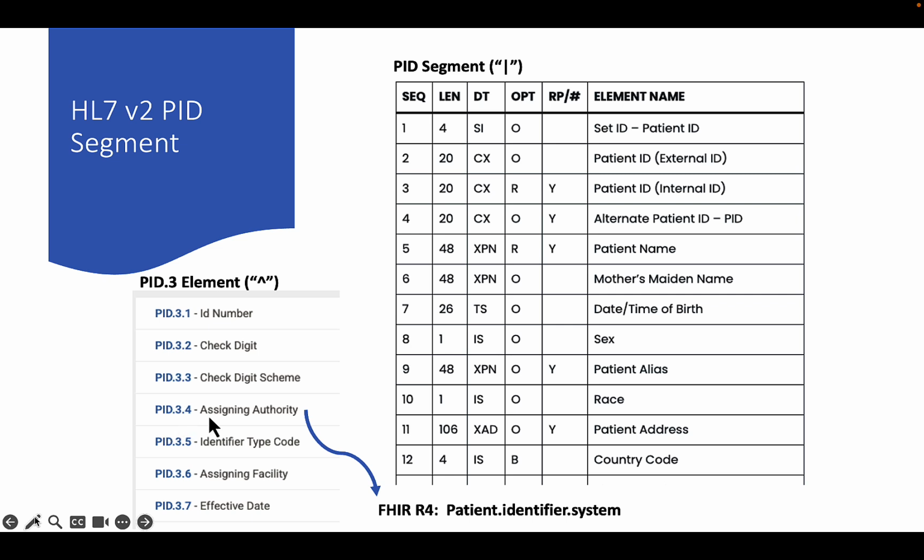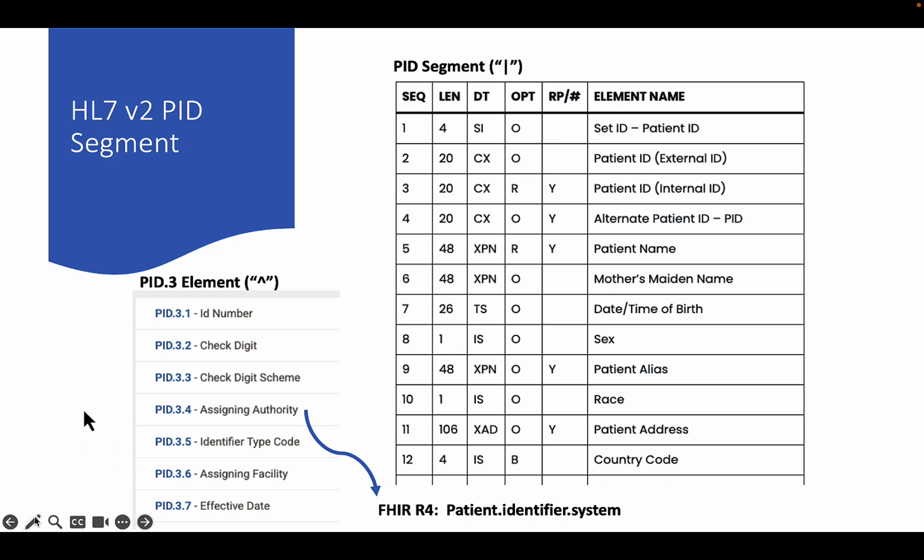Then down here we have PID 3.4, assigning authority. So sure enough, when we counted hats, because now we're counting hats in this column, element 3, component 4 was assigning authority, or who created that medical record number. So just real quick to relate this to FHIR. In FHIR, this would have been the patient resource, the identifier element, and then the system subcomponent. So in FHIR, you would write that patient.identifier.system.